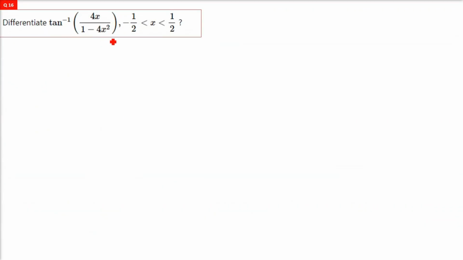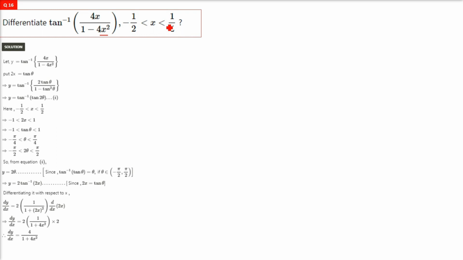Differentiate tan inverse of 4x by 1 minus 4x square. And this is the boundary, or you can say the limit or periphery we have to follow. Now, the first thing is we need inside tan inverse some result so that we get a tan, so that we can cancel it out.